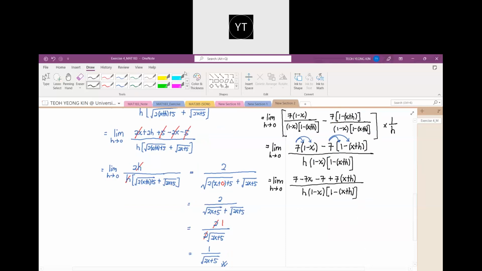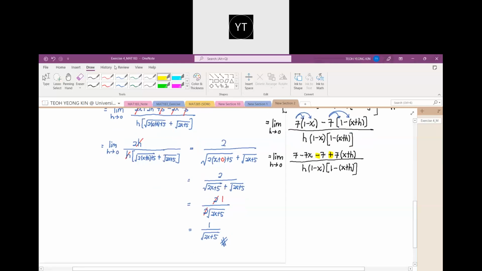Especially this part. Yang ni. Ramai pelajar suka salah kat sini. This one. Negative 7 times 1, negative 7. Negative 7 times negative, dia akan jadi positive. Okay, right. Then expand lagi this one.